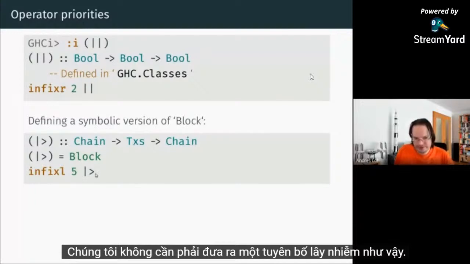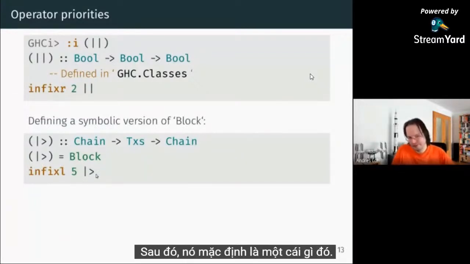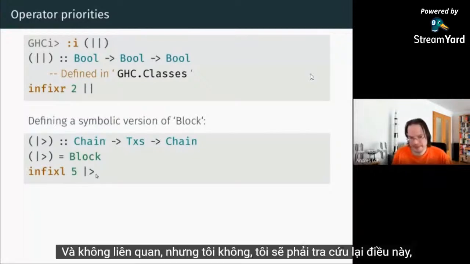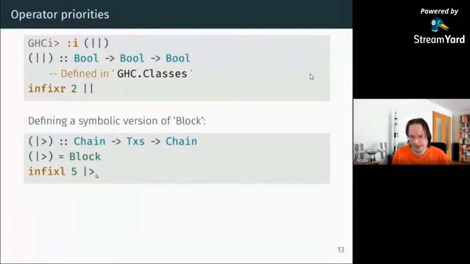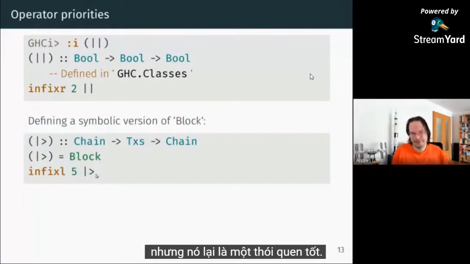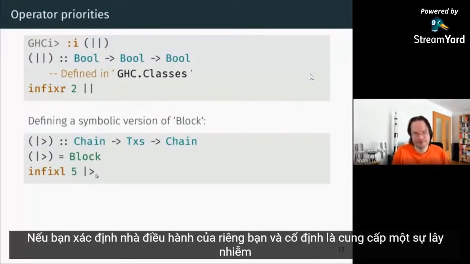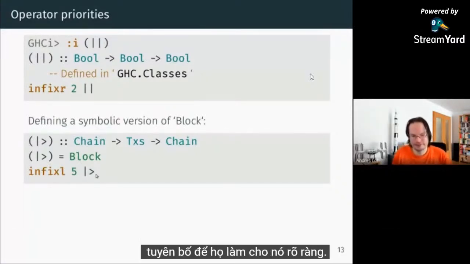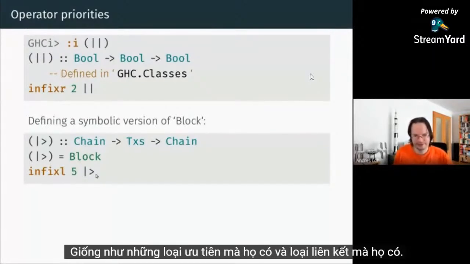We don't have to give such an infix declaration, then it defaults to something. I think it defaults to 9 and being not associative, but I would have to look this up again. But it's a good habit. If you define your own infix operators, provide an infix declaration for them to make it explicit, like what kind of priority they have and what kind of associativity they have.